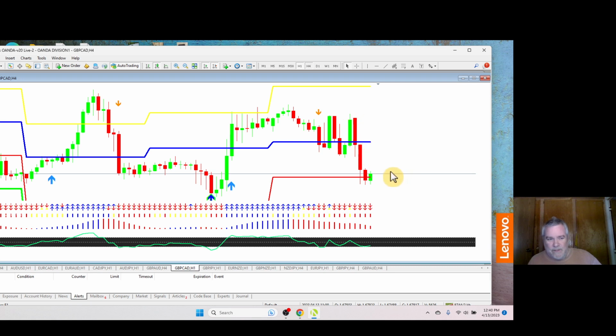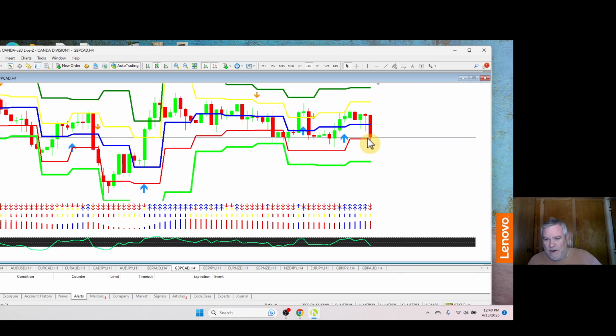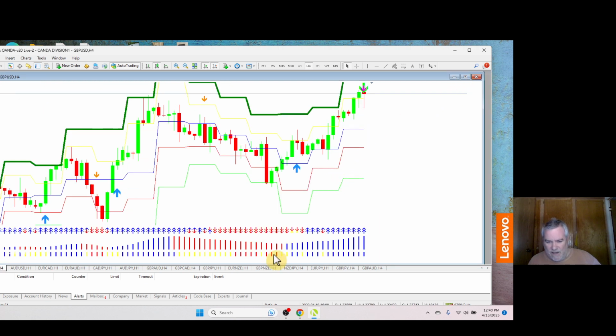Which it could, because the 4 hours is in the down candle. That candle's got 20 more minutes before it's done. It's the pound CAD.